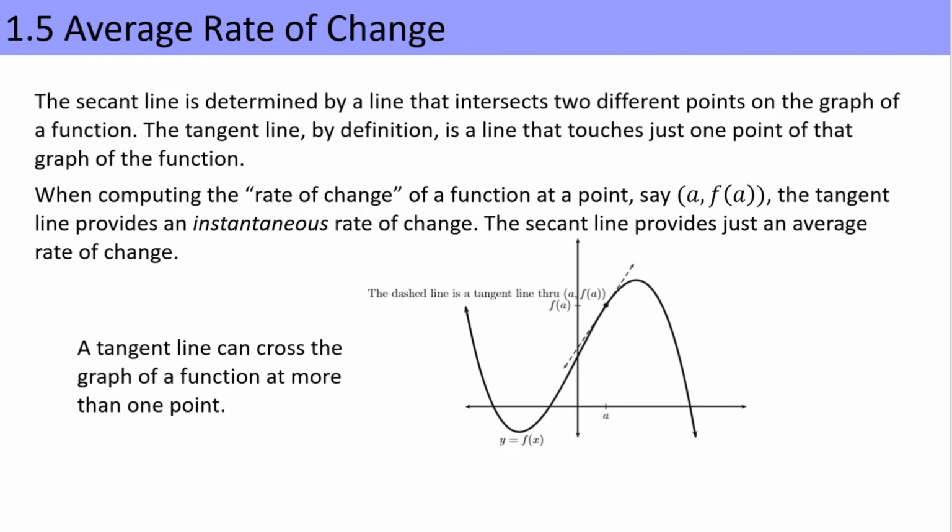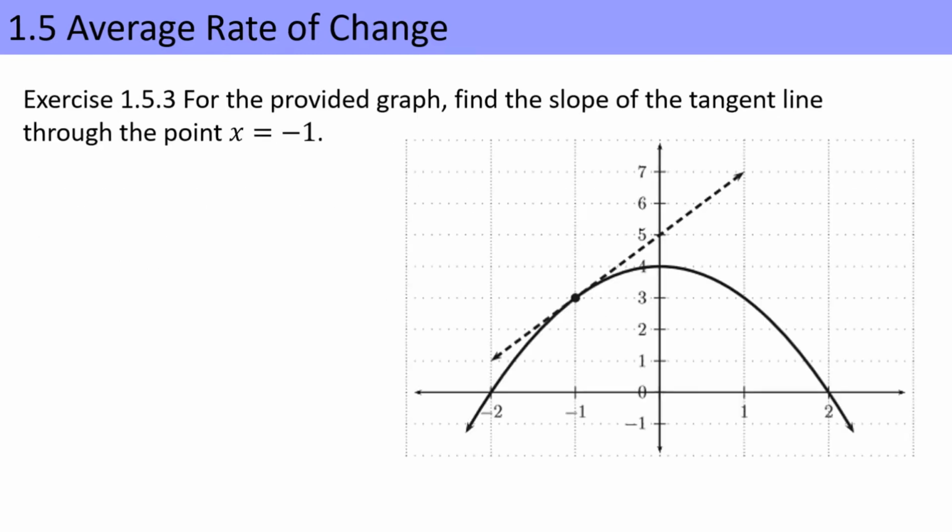While we define a tangent line as the line that touches the graph at just one point, let's keep in mind that that tangent line could conceivably cross multiple points on the graph, we are just concerned with the one point of tangency. For the provided graph, find the slope of the tangent line through the point x equals -1.